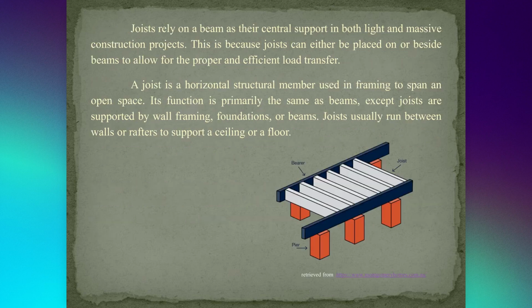Joists rely on a beam as their central support in both light and massive construction projects. This is because joists can either be placed on or beside beams to allow for proper and efficient load transfer. A joist is a horizontal structural member used in framing to span an open space. Its function is primarily the same as beams, except joists are supported by wall framing, foundations, or beams. Joists usually run between walls or rafters to support a ceiling or a floor.